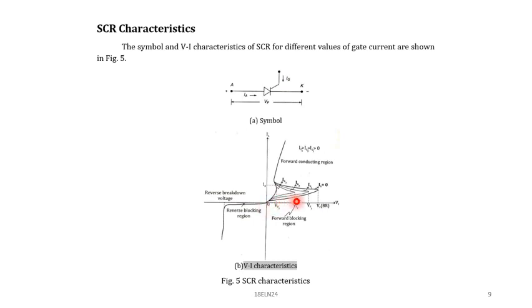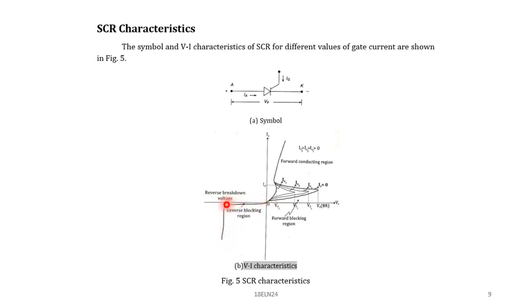Now in the reverse blocking region, the SCR is in the off state, so there is a small current flowing through the SCR. It is just like a diode under reverse bias condition. So under reverse bias the SCR is in the off state, and a small current flows through it. That current we call the reverse current or reverse saturation current.